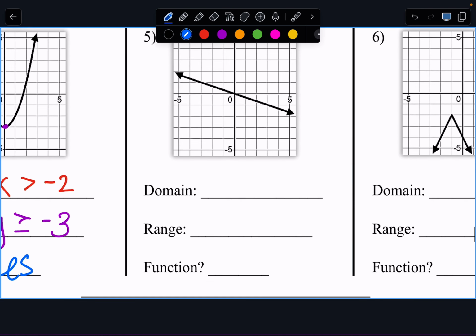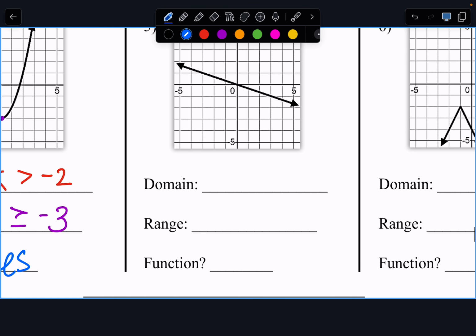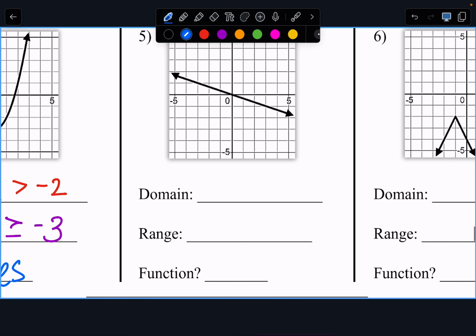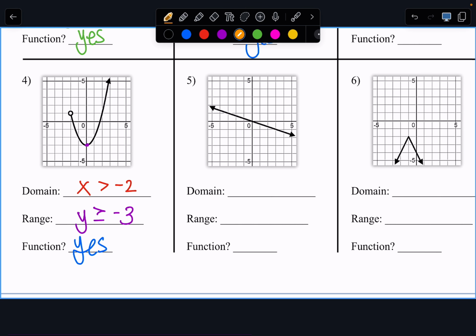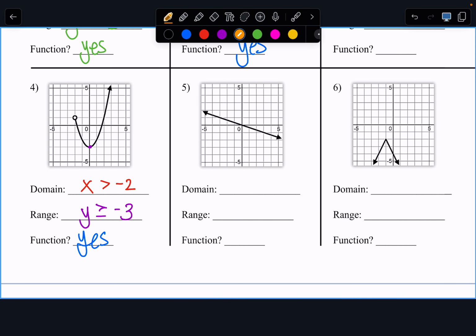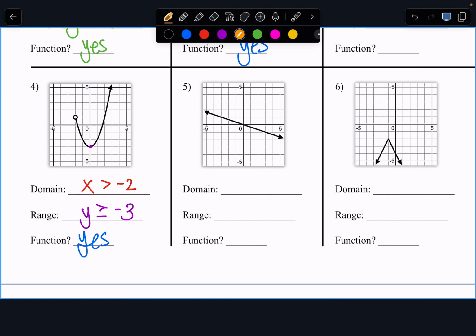I want to talk about number 5. This is the last one we're going to talk about. I will keep you after the bell if we don't get through this in time. Then be quiet.